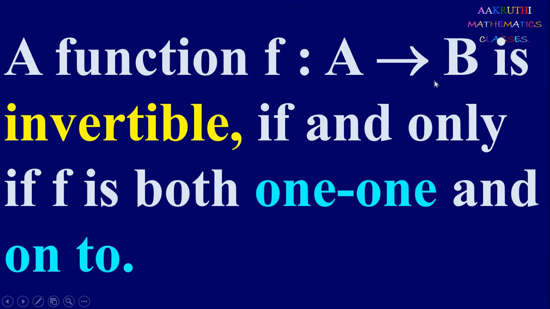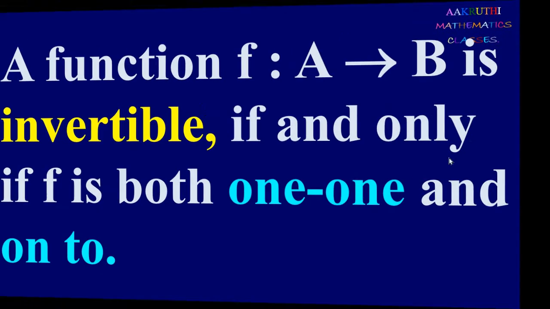A function f from A to B is invertible if and only if f is both 1-1 and onto. If a function f from A to B is invertible, then it is 1-1 and onto. If a function f from A to B is 1-1 and onto, then it is invertible. Therefore here we use if and only if.